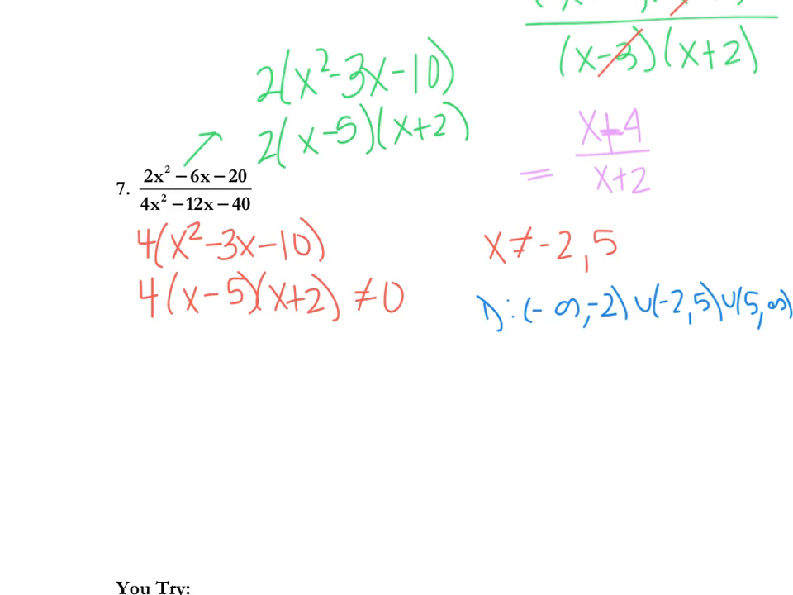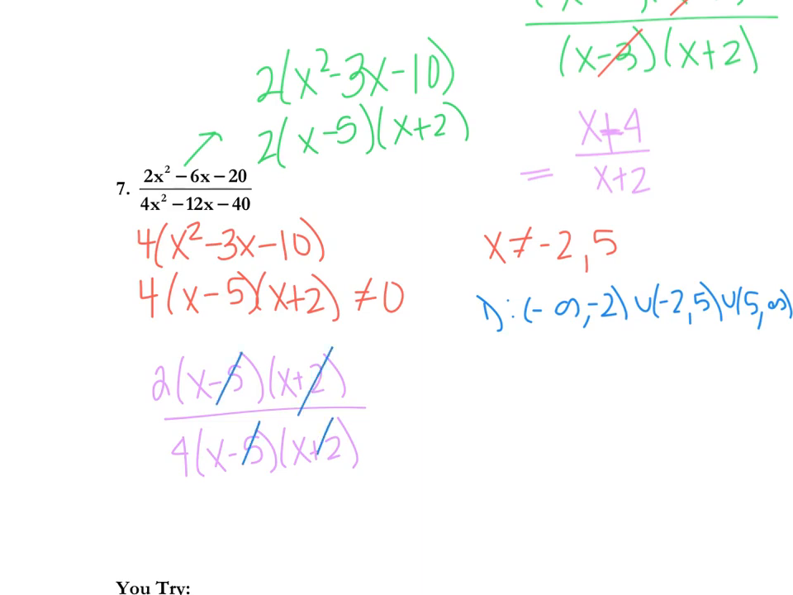Okay. So let's put this all together. So we have 2x minus 5 times x plus 2 out of the numerator. And we have 4x minus 5 times x plus 2 out of the denominator. Then we look for things that are exactly the same. So x minus 5 are the same. X plus 2's are the same. You're left with 2 over 4, which is 1/2.